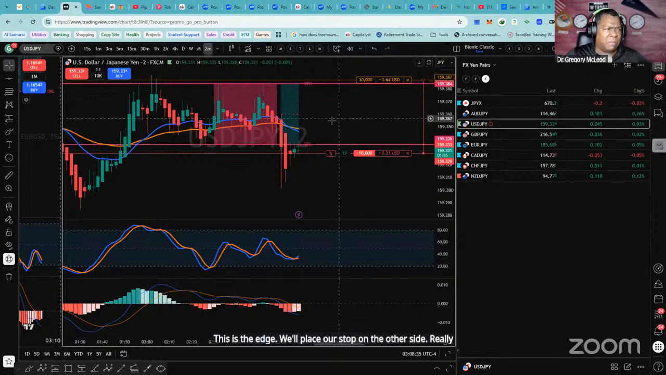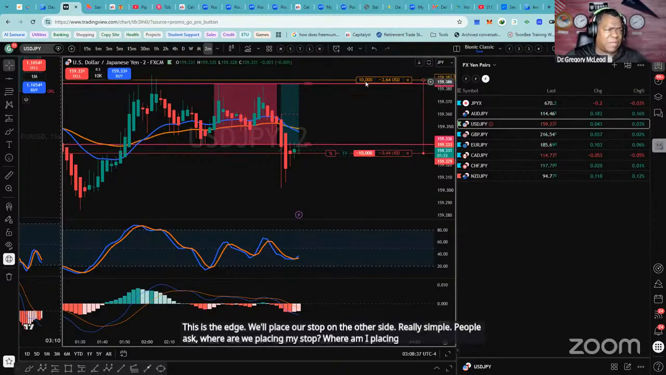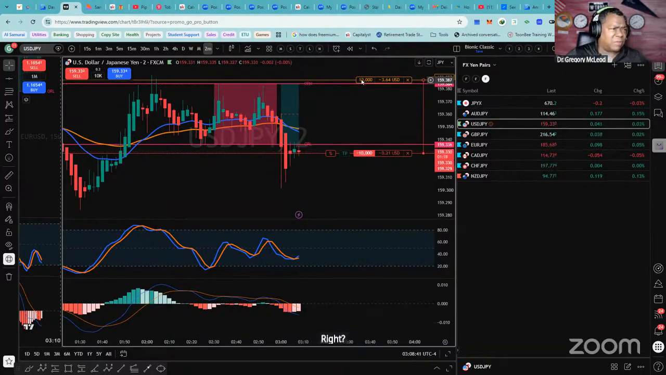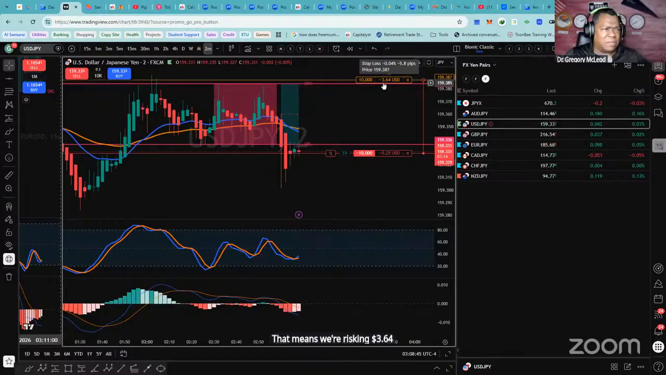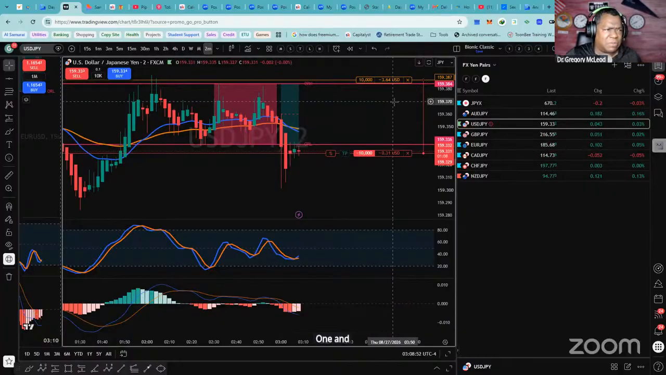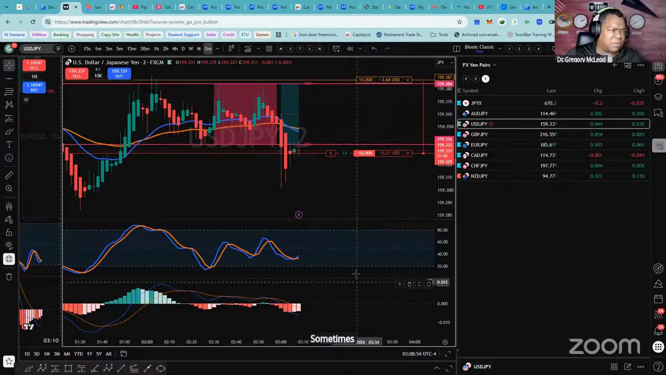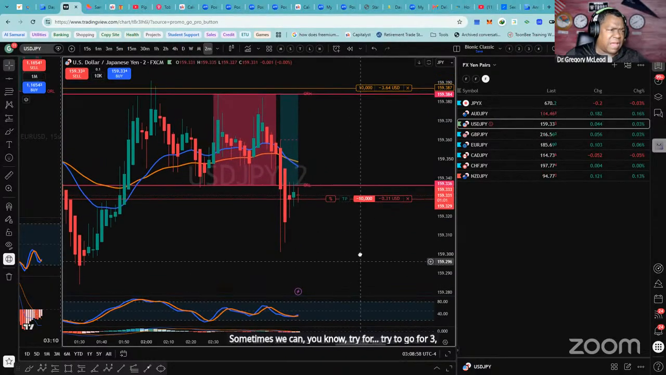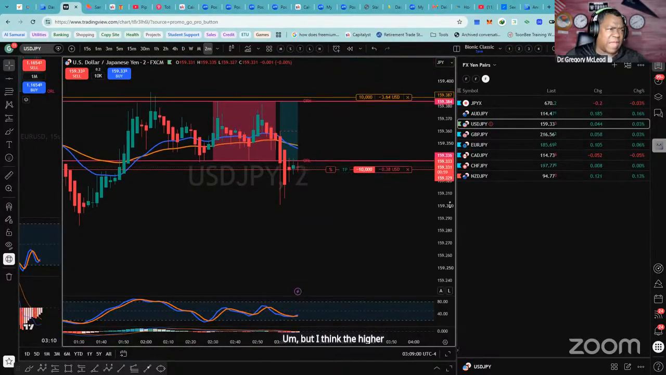Really simple. People ask, where do I place my stop? You place your stop on the other side of the range, right? That means we're risking $3.64 on this trade. That's our risk. And so we want to look for 1.5 or 2 times the risk. Sometimes we can try to go for 3. But I think the higher probability is when we go for 1.5.